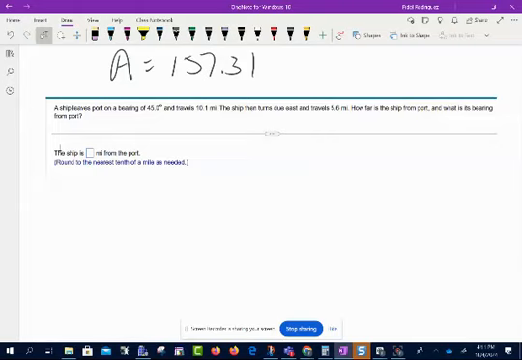So number 5 says a ship leaves a port bearing on 45 degrees and travels 10.1 miles. The ship then turns due east and travels 5.6 miles. 2 questions. How far is the ship from the port and what is its bearing from the port?